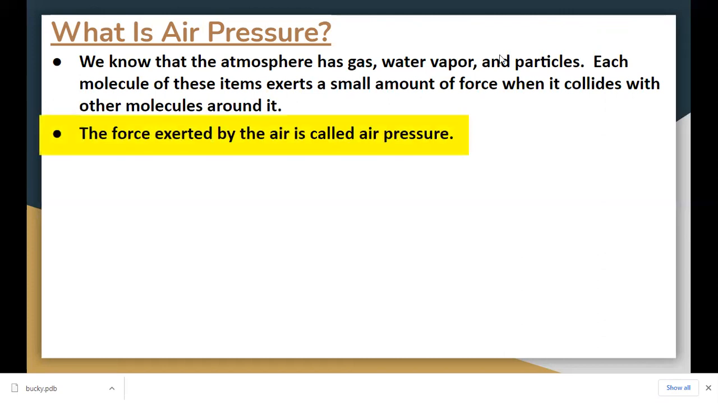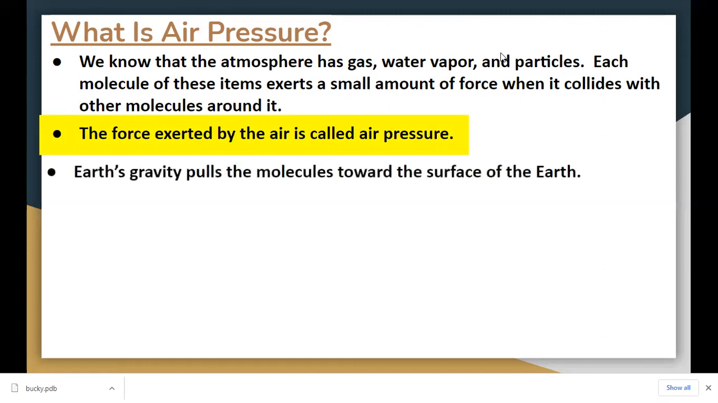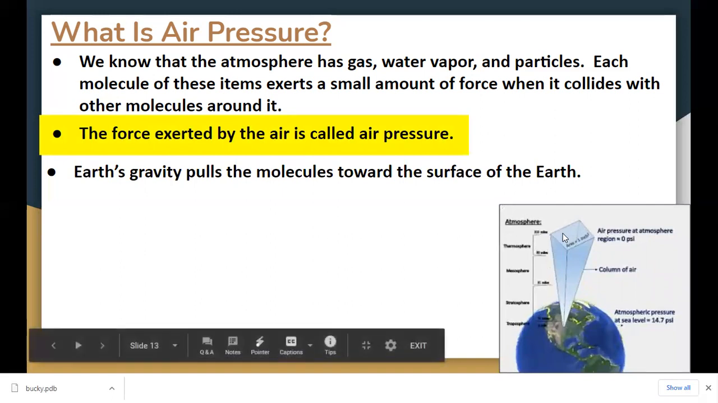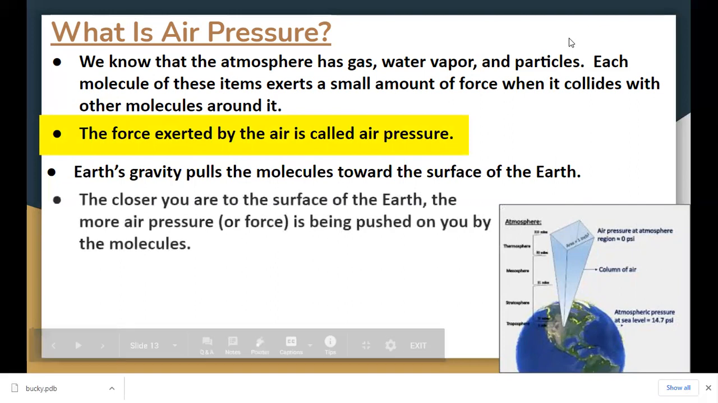Just like the brick puts pressure on your thumb, these molecules in the air, invisible molecules, put pressure on you. It's called air pressure. Earth's gravity will pull the molecules towards the surface of the Earth. And you can see in that picture that the farther away from Earth you get, the less gas pressure there is. The closer you are to the surface, the more air pressure, or the more force is being pushed on you by the molecules.